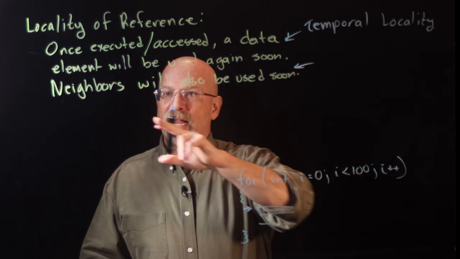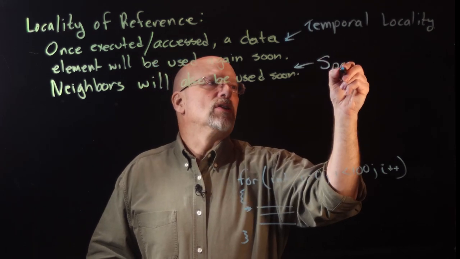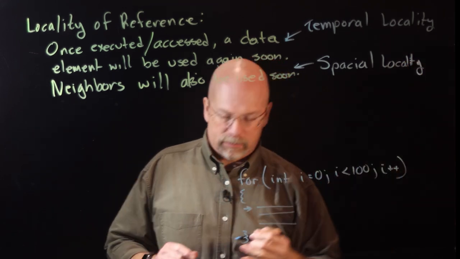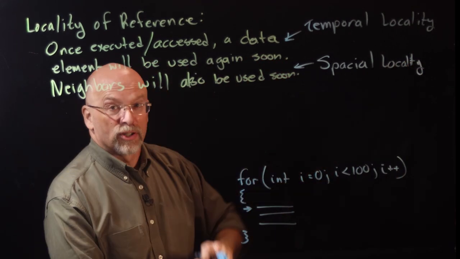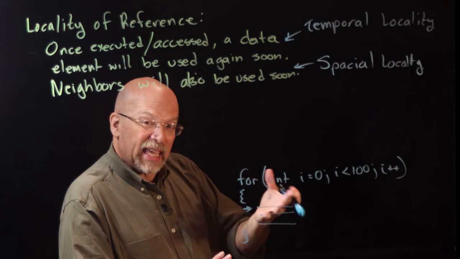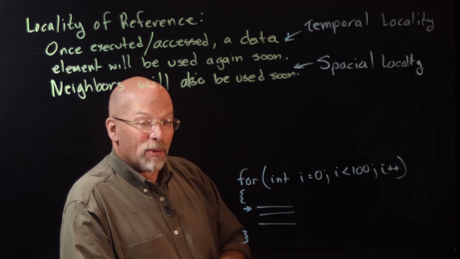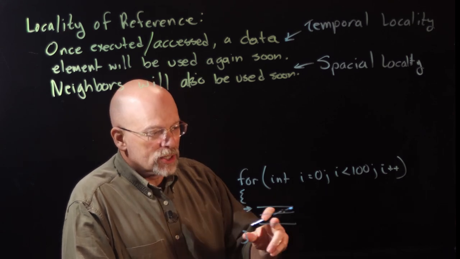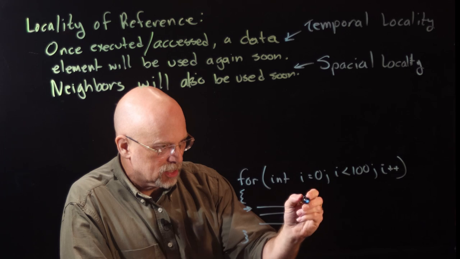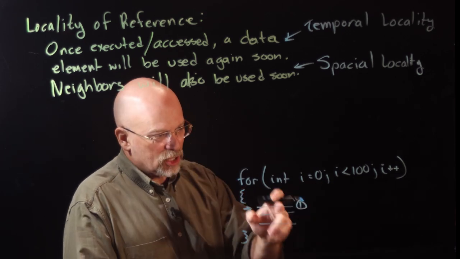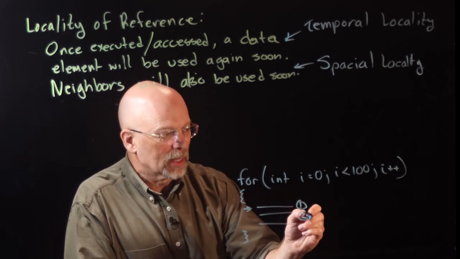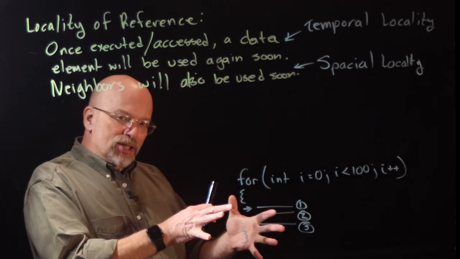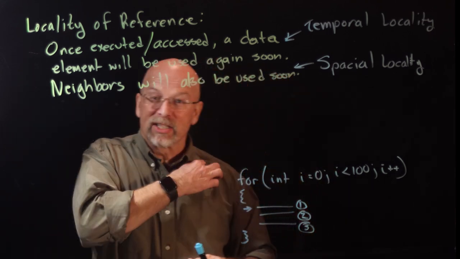Now this one right here is spatial locality. Spatial locality says that if I go to memory to get something, more than likely I'm going to get its buddies too. And that works by looking at this loop here. I execute this first instruction, I'm probably going to execute the second one, and I'm probably going to execute the third one. So by grabbing something, I'm probably going to be grabbing some of its neighbors too.